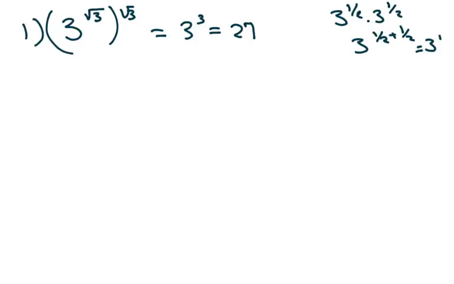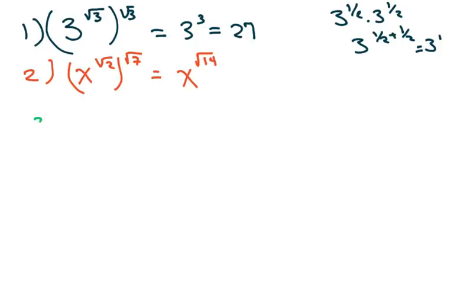Okay, and number 2, we have x to the square root of 2 powered to the square root of 7. I'm just going to use my power property. I can multiply these two, so that's just going to be square root of 14, and I can't simplify.